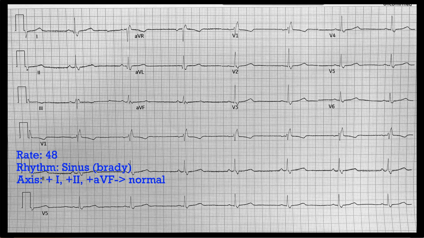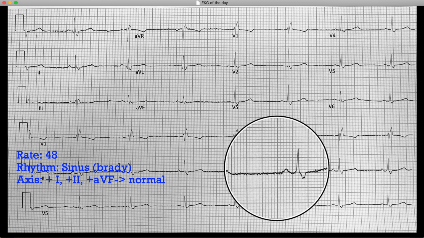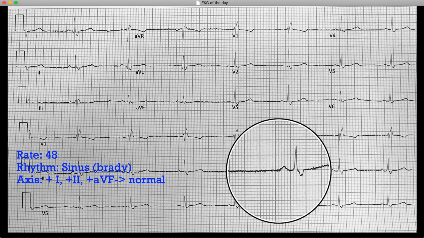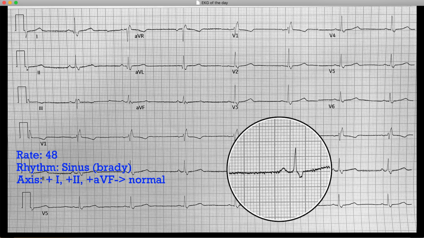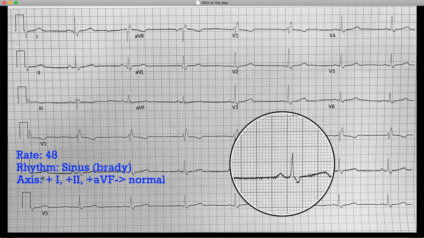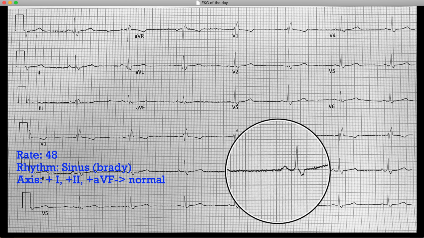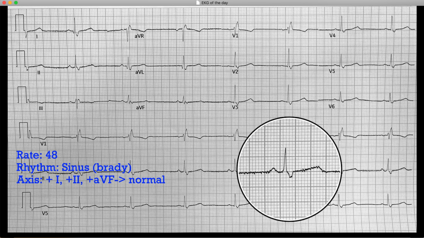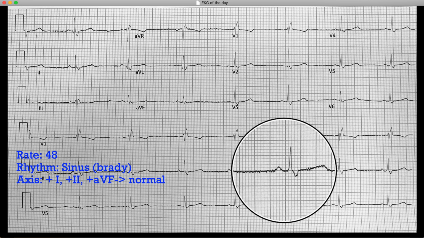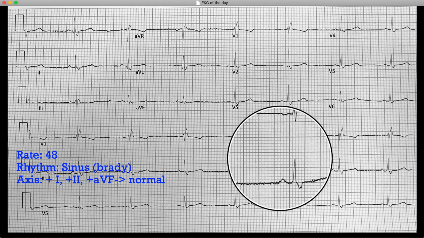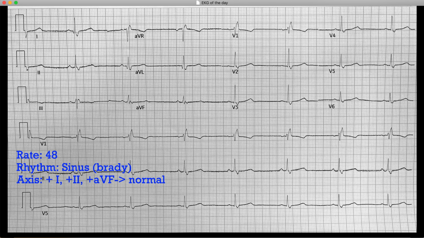We'll say that that looks okay, and we could confirm it down in maybe one of the other leads as well. Does it look like this finishes before 1 big box of time elapses? And it looks like it does. The space between start of the P wave and the start of the QRS complex is less than 1 big box, it appears. So we don't see an obvious AV block or a prolonged PR interval.